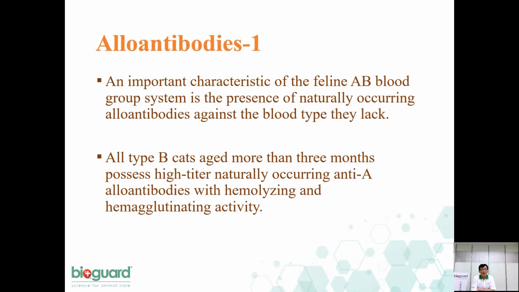This reaction is mainly caused by the alloantibody. The alloantibody is of the feline AB blood group system. It's the presence of the naturally occurring antibody against the blood type they lack. This means, like for type B cats, they will have an alloantibody against the A antigen. Actually, all the type B cats, if more than 3 months old, have high titer naturally occurring anti-A antibody, which will cause hemolysis and hemagglutination if a cat was given type A blood.